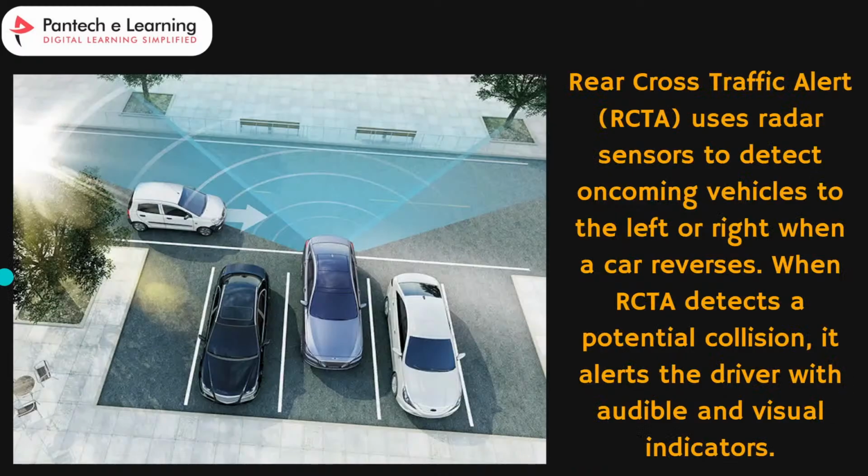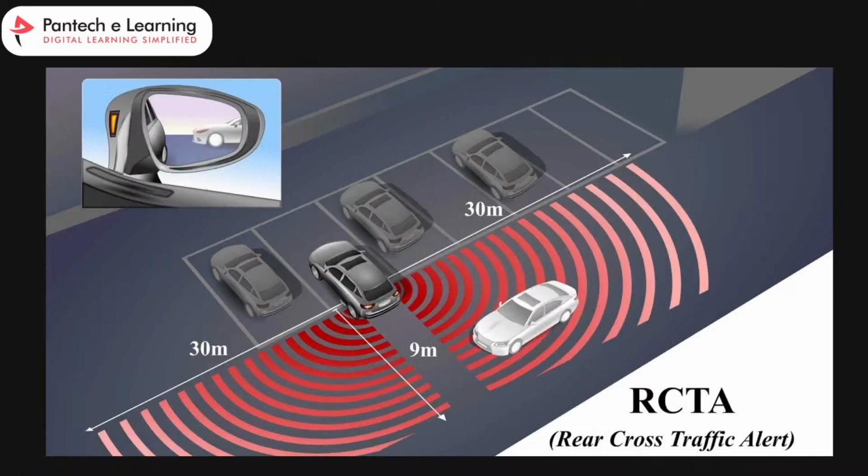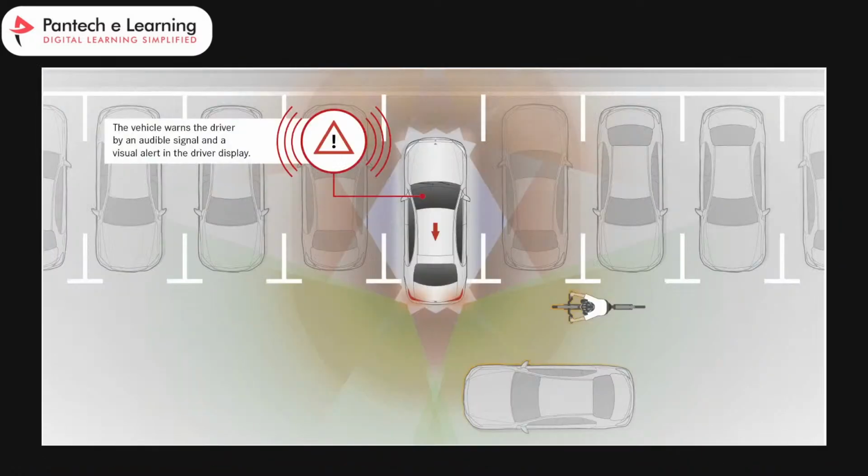Here you can see the images of the rear cross traffic alert. How it works is that it can sense if another car is about to cross behind you while you are reversing. If there is any problem, this RCTA warns you with beeping sounds and flashing lights inside the car. Here you can see.